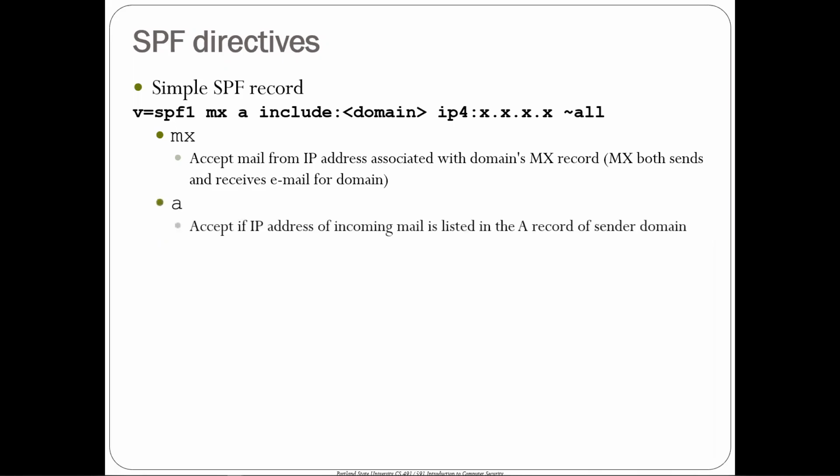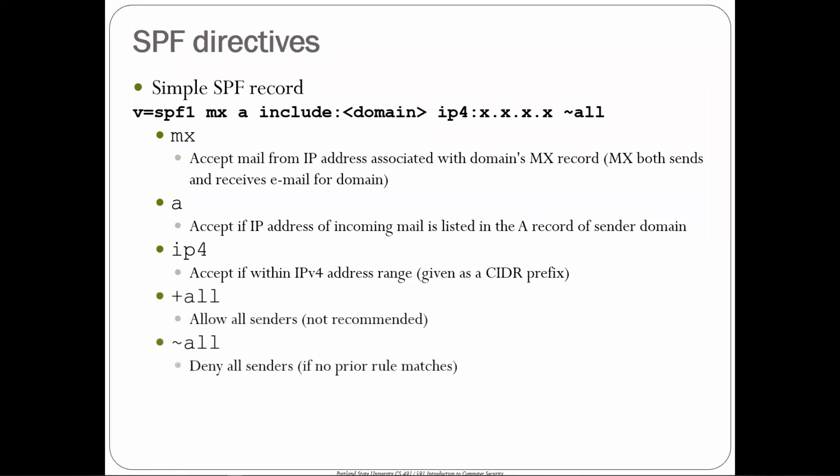So I actually just explained all of this stuff. Okay, so one of the things about the IPv4 thing, this can be given as a prefix, a CIDR prefix. So it's good that we covered CIDR earlier. And then, allow all senders, which is, well, I might as well not even have created an SPF record if I was going to allow everything. But that directive is there. But tilde all says deny all senders.